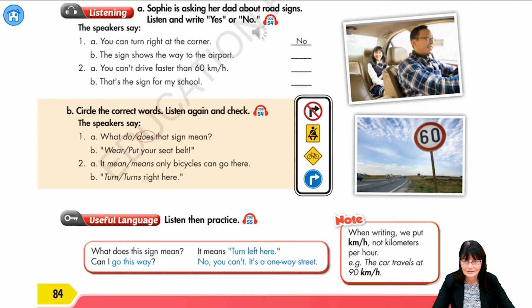Two. Dad, why are you going so slow? Didn't you see the sign with the big number? What does that sign mean? That's the speed limit. It means you can't drive faster than 60 kilometers per hour. Oh, we're gonna be late! Dad, can we drive there? Can you see that sign? It means only bicycles can go there. Turn right here, Dad. That's the sign for my school. Hurry up. The bell will ring in 1 minute. Good thing I studied.